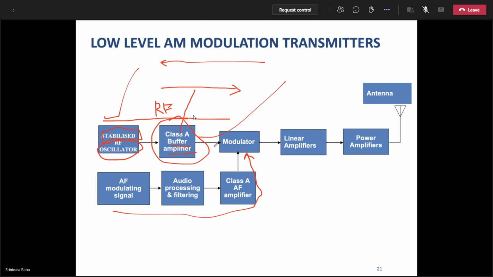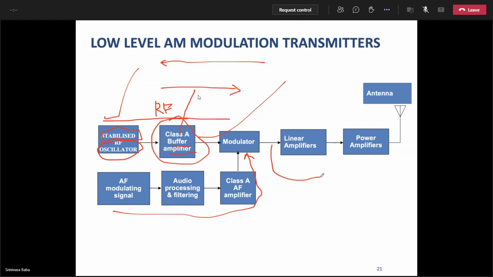A modulator is a 2-input device and a single output device. It has 2 inputs and a single output. This amplitude modulator modulates the carrier signal in terms of amplitude and produces an AM wave at its output. So here is your amplitude modulated carrier. At the output of the modulator, we have the amplitude modulated carrier.